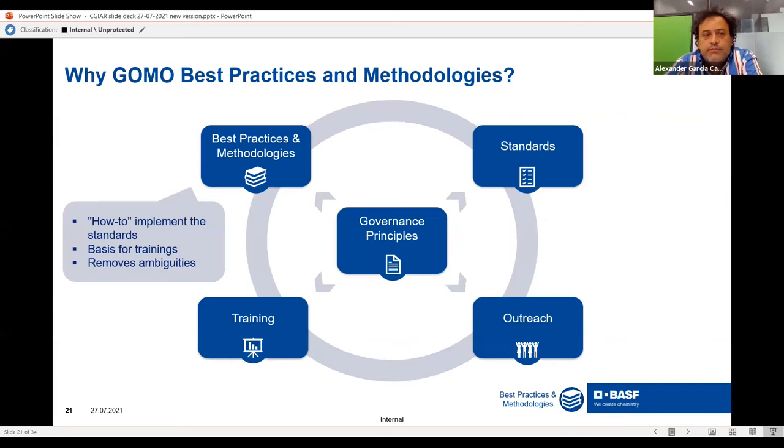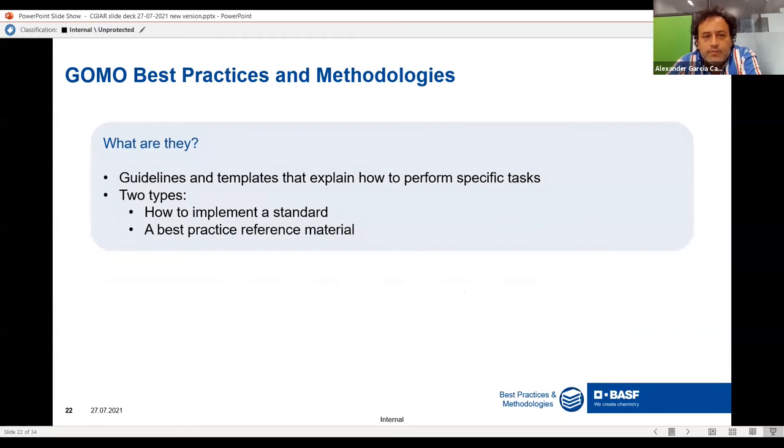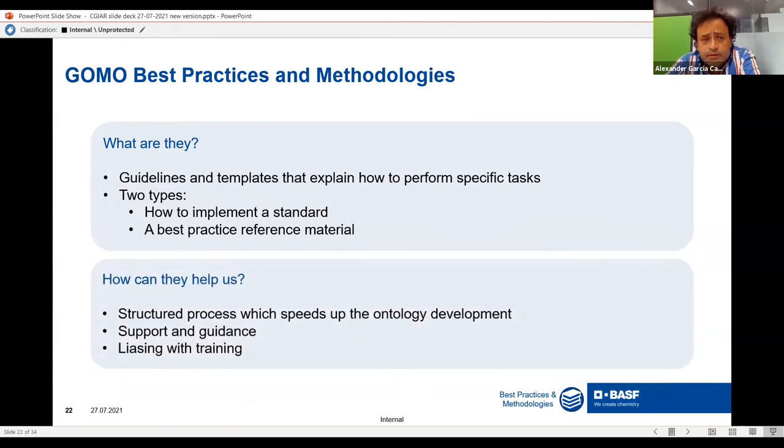Why do we need best practices and methodologies? This one is sort of easy to explain, but it's not so easy to actually go about doing, because you have to consider how it is related to the principle and to the standard, and what community you are talking to in this best practice and methodology. So it provides how-tos. What are best practices and methodologies? They basically provide how-tos. They provide templates that explain how to perform specific tasks. How can best practices and methodologies help us? Well, they basically help us in standardizing the process. And this is very, very important.